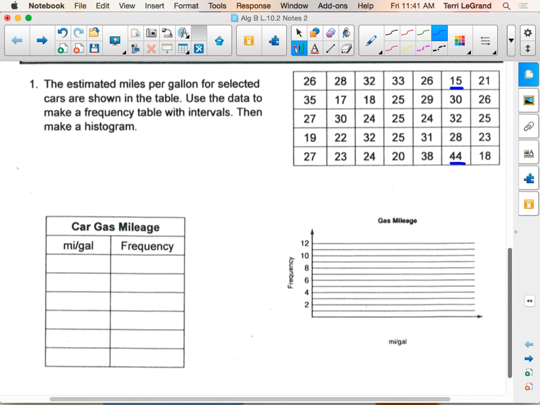So we're going to say, let's just write that here, that we have the highest, which is 44. We have our lowest, which is 15. We're going to figure out how much distance there is between those two. 29.